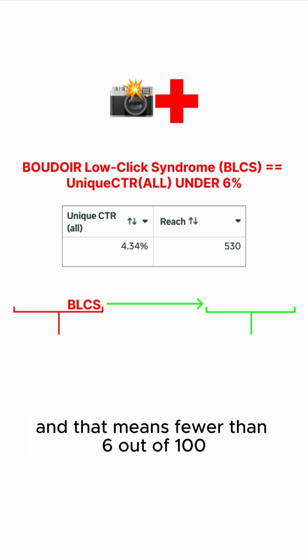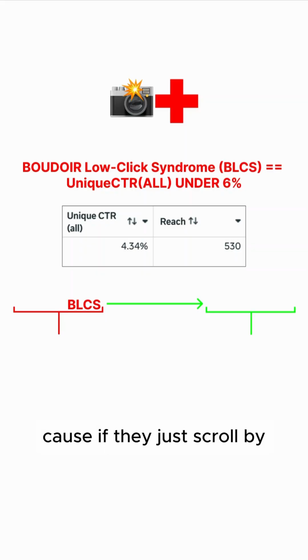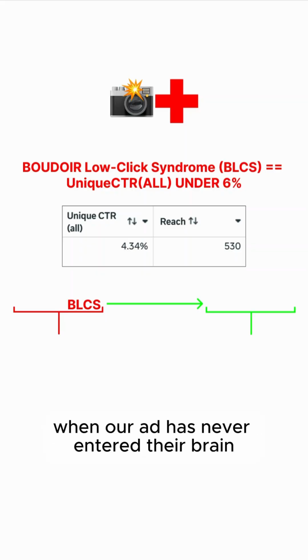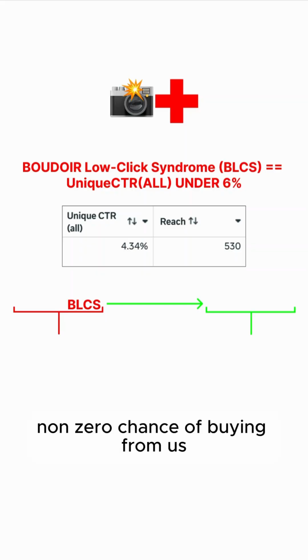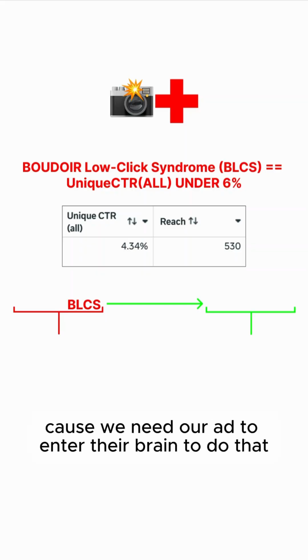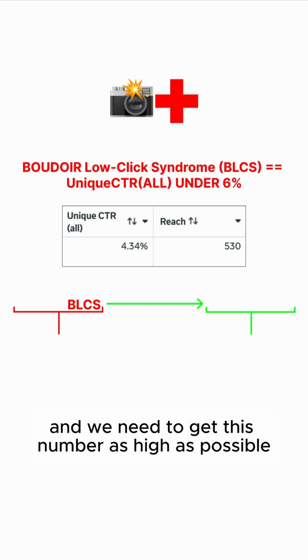And that means our ad is getting into fewer than 6 out of 100 women's brains. Because if they just scroll by, our ad has never entered their brain. And it means that fewer than 6 out of 100 women have a non-zero chance of buying from us, because we need our ad to enter their brain to do that. So unique CTR represents all these metrics, and we need to get this number as high as possible.